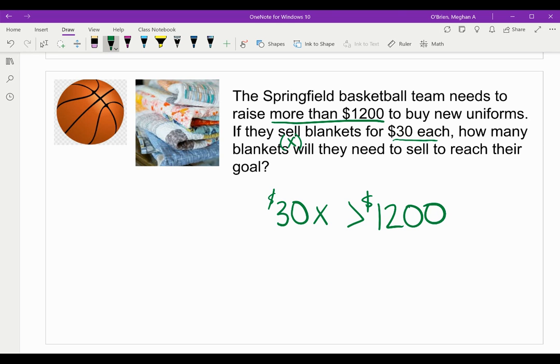So I'm done. Okay, so your task this week is to solve these one-step inequalities and also look at some word problems and identify which inequalities match those word problems.